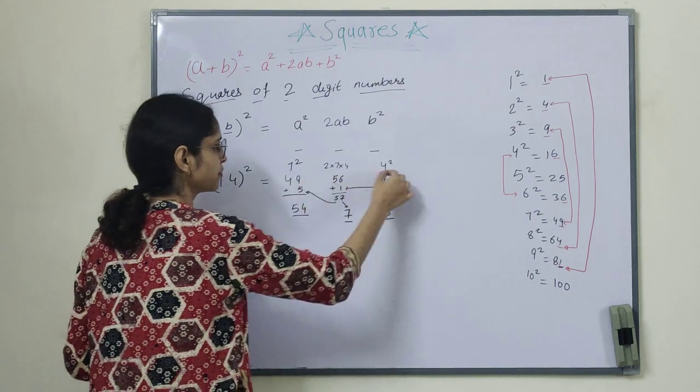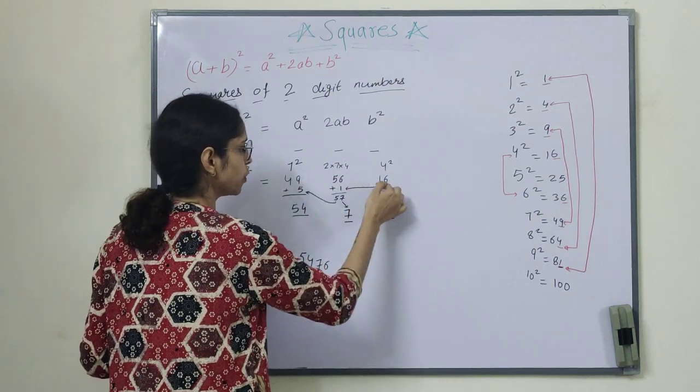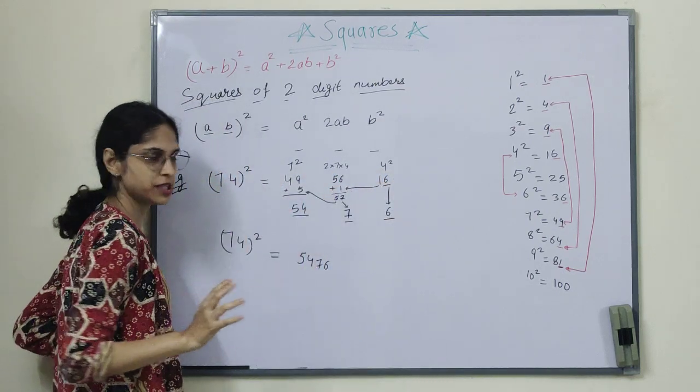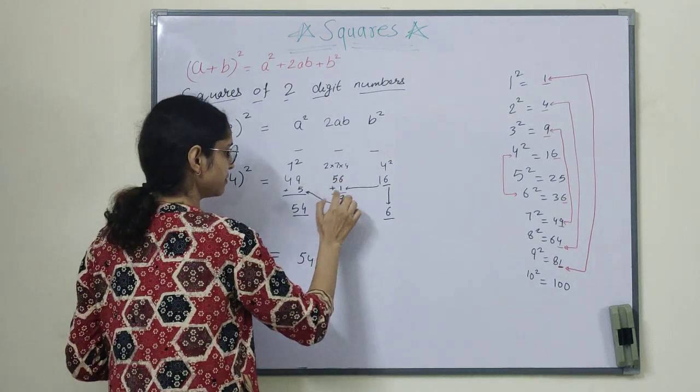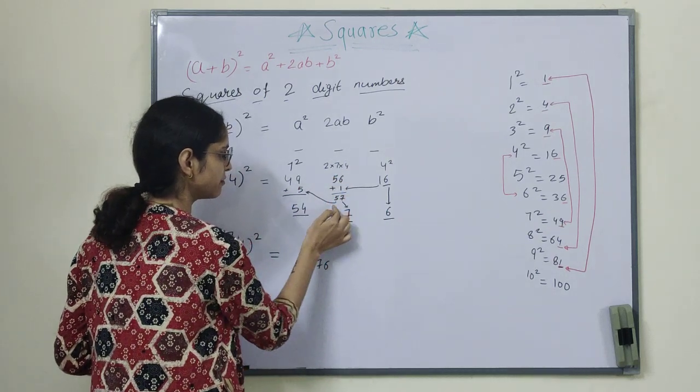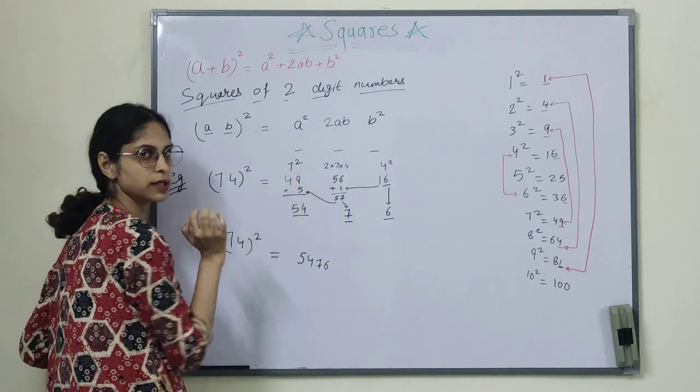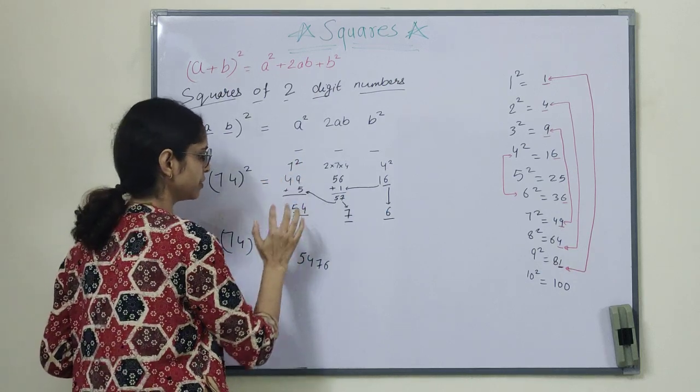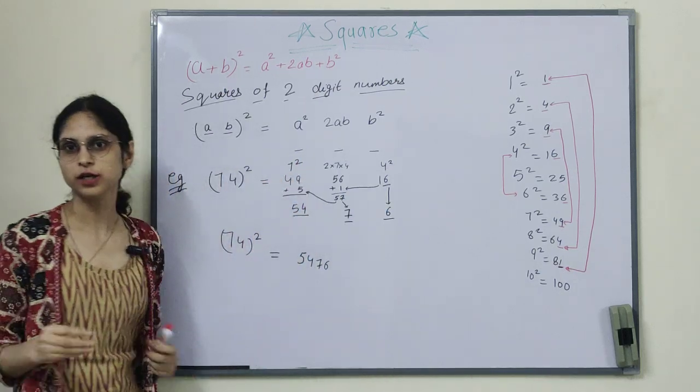7 square is 49. Now from 16 we are taking 6. 1 is going as carry to 56. 56 plus 1 is 57. We are taking 7 as it is, and 5 is going as carry to 7 square, that is 49, and 49 plus 5 is 54. So the answer is 5476.